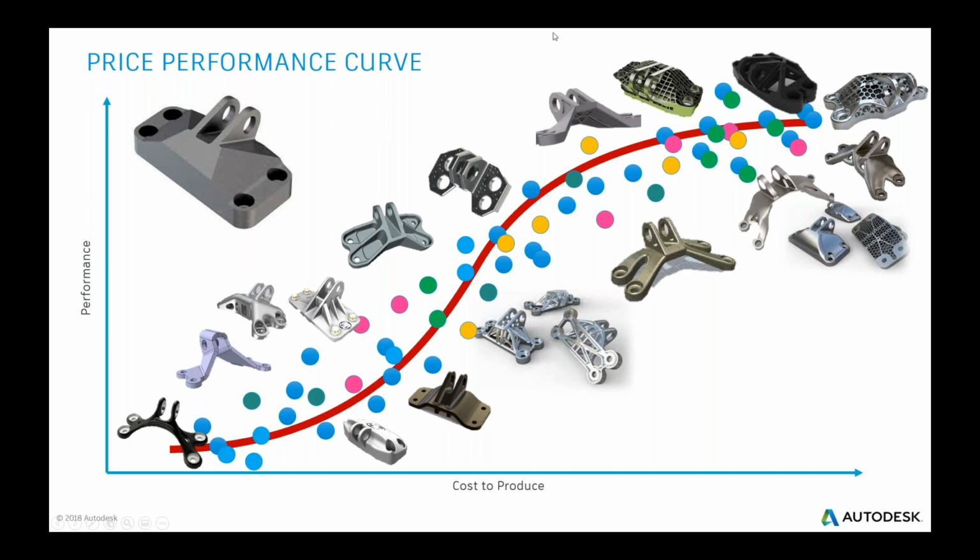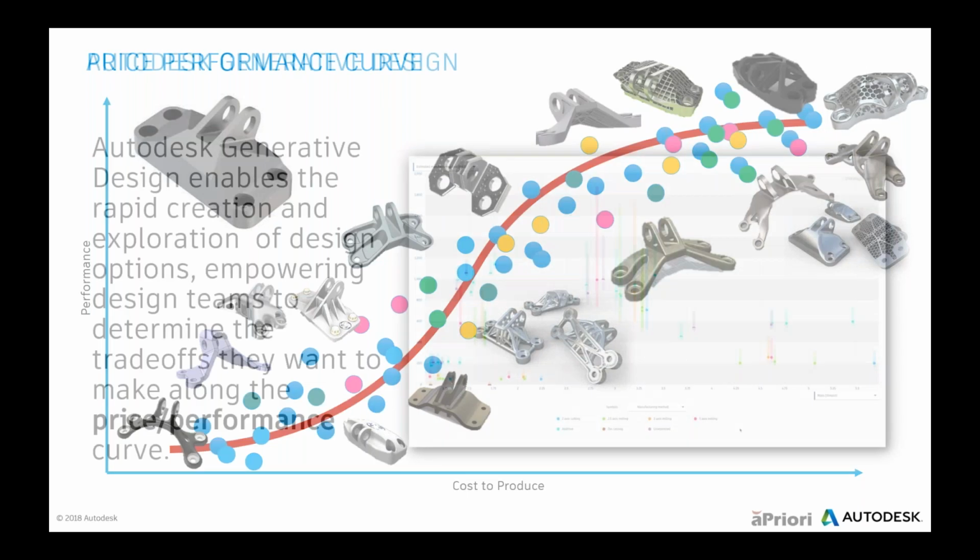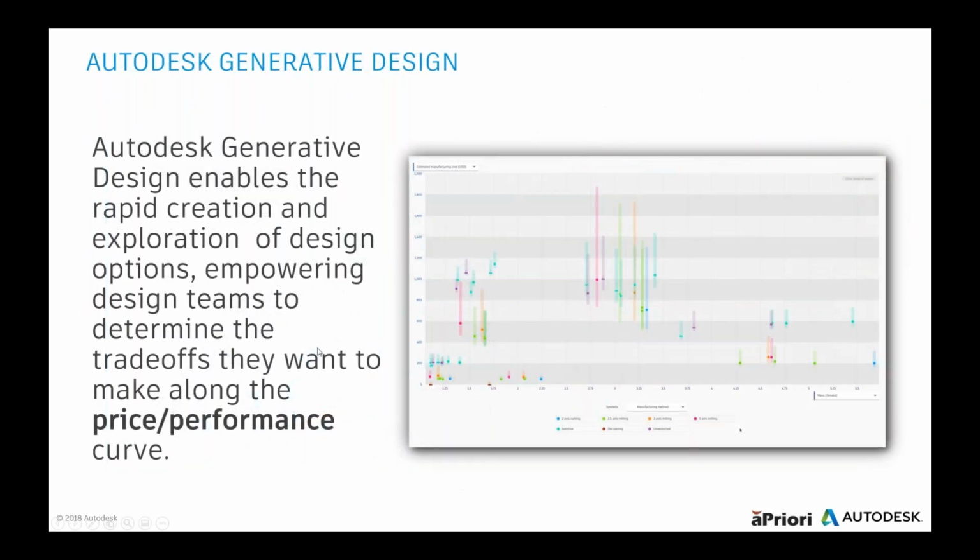But anyway, this is really what generative design, design optimization, is here to help you with: to come up with these different designs, and then once you have all these different outcomes, you can decide where you need to be along the price to performance curve. All right.